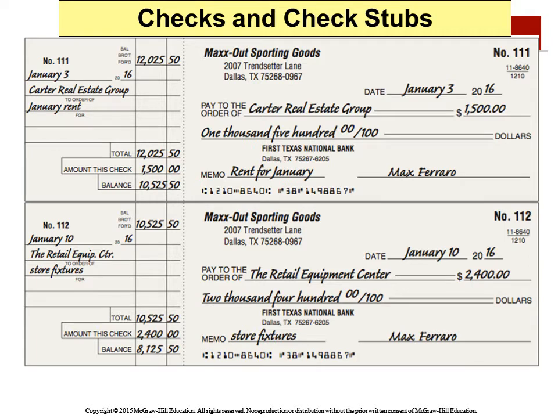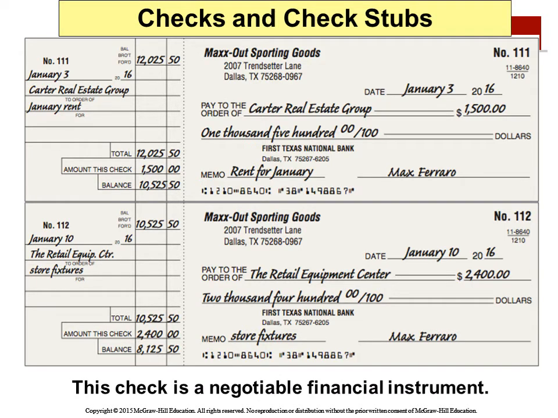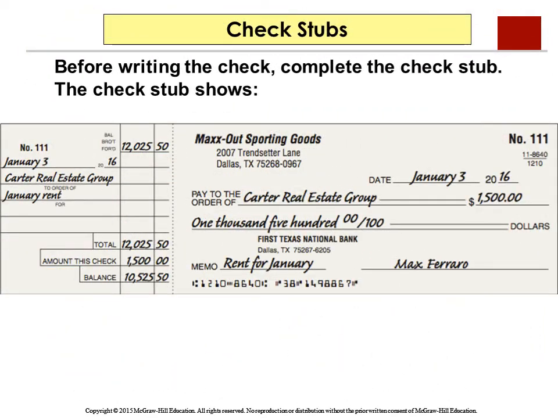So looking at this page, we're going to say, number one, this check is a negotiable financial instrument. It represents cash, it represents money, and it is an authorized tool to officially approve a transfer of the cash or a transfer of the assets from one account to another account. So we have two checks right here in front of you. We want to make sure that when we look at a check that we notice every single element before moving forward into some of the other things.